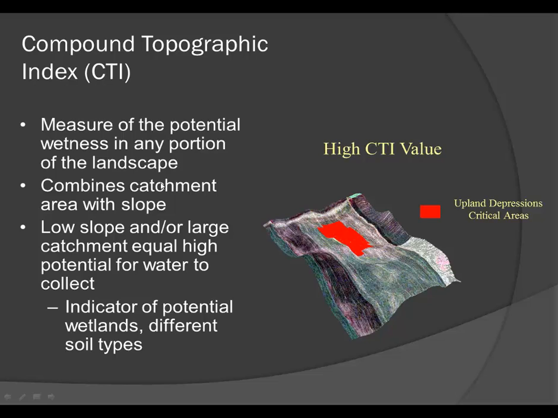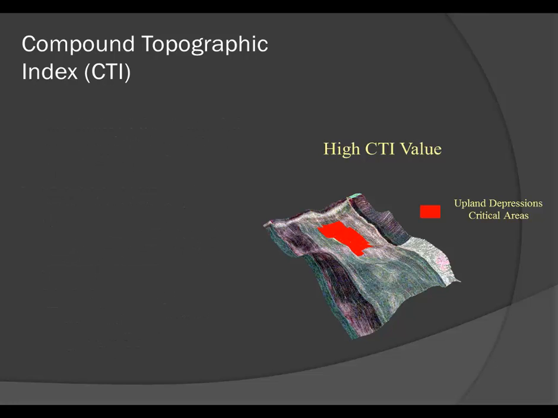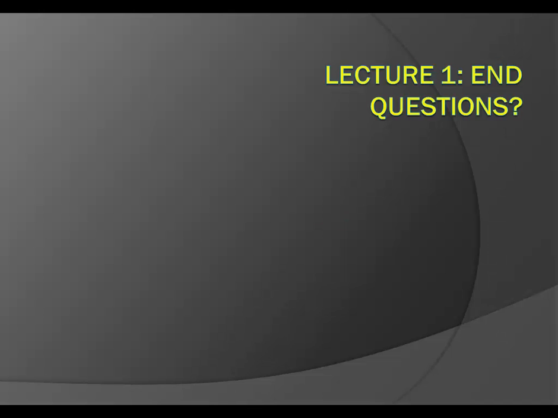And so these are the two indices that we're concerned with. After describing the stream power index and the CTI, this now concludes our first part of the lecture.